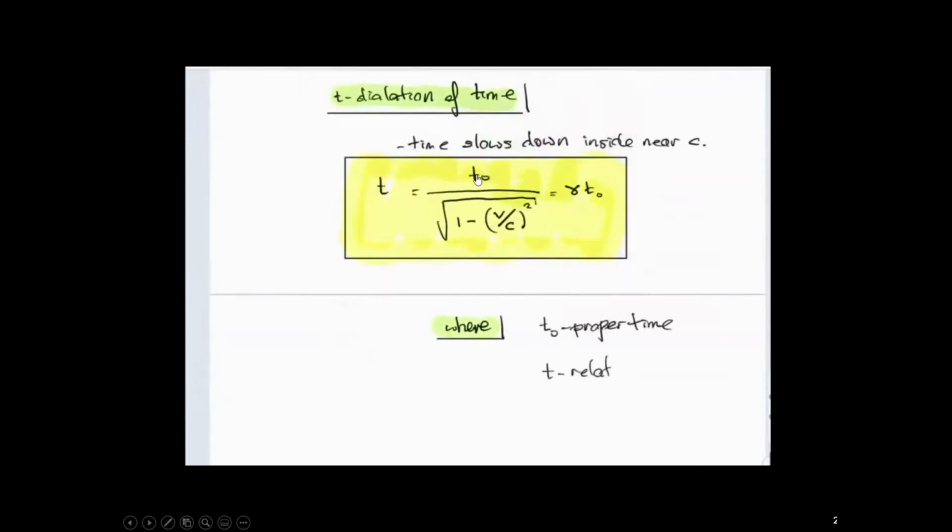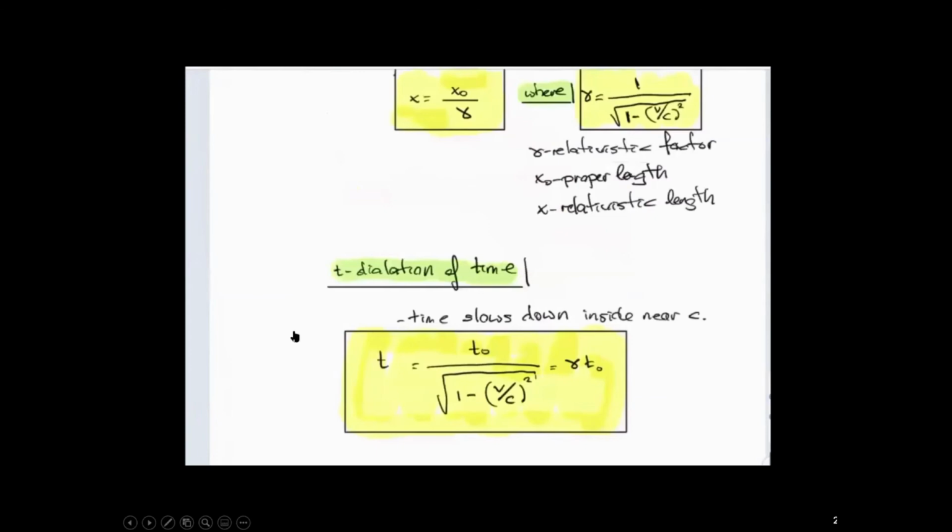All right, so T0 is known as the proper time. You're the one who measures the proper time when you're moving near the light speed, and the T is known as the relativistic time. That's the time that we measure for you on a stationary reference frame. So we actually looked at some examples of that originally, about a week ago.